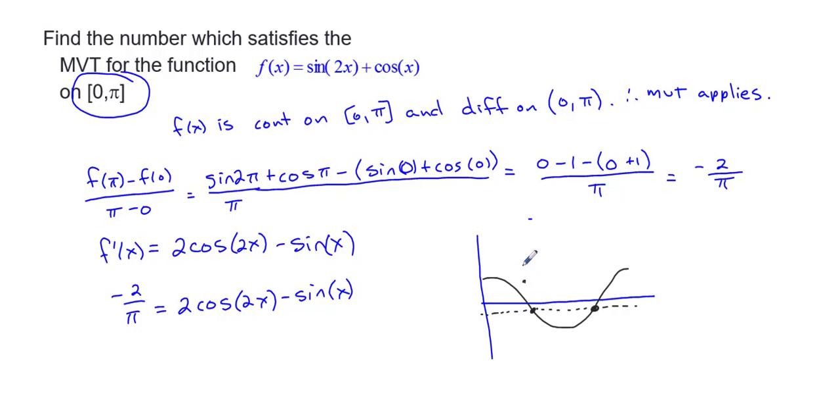Be brave. I got 0.770. 0.770 looks good to me. How about this other one over here? 2.371. I believe that works for me. Okay. C equals 0.770 and C equals 2.371. Guaranteed by MVT on the interval 0 to pi.